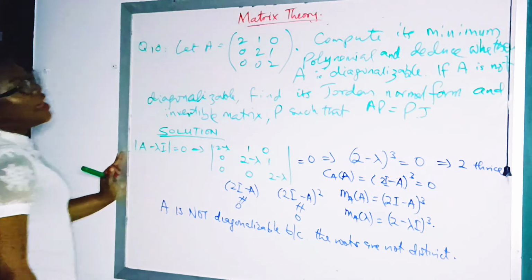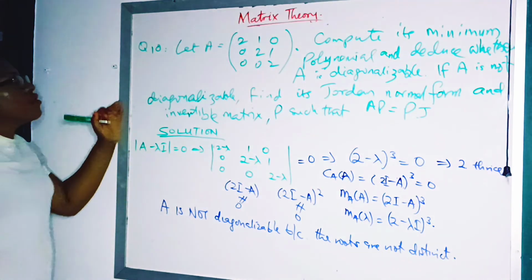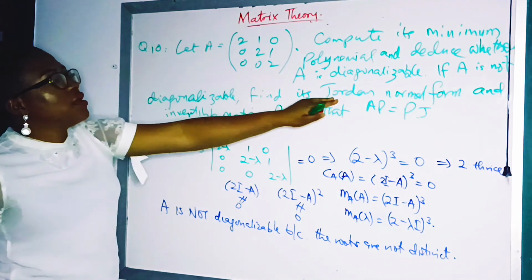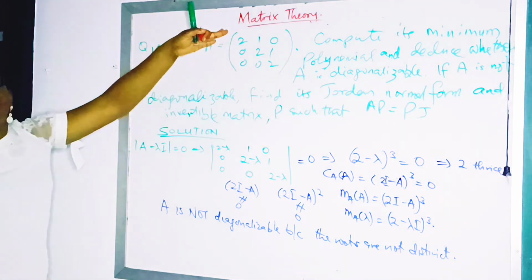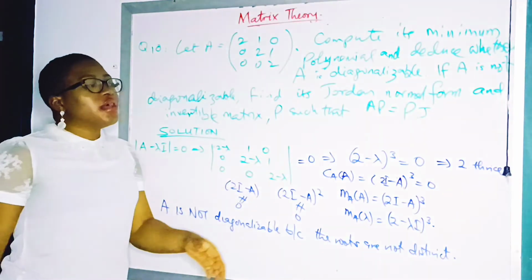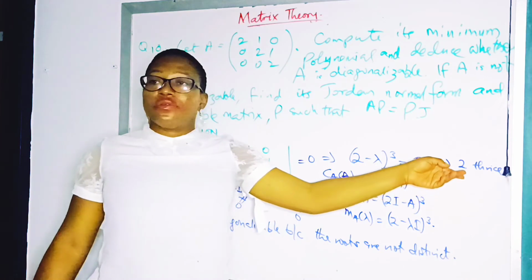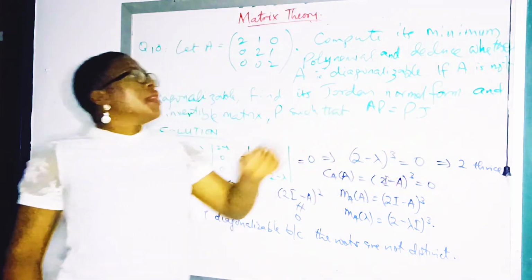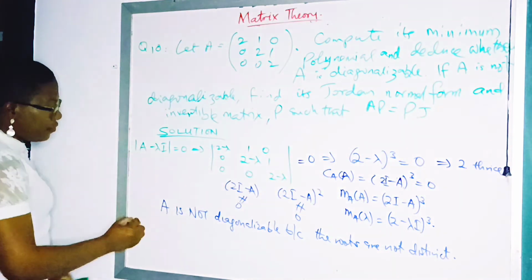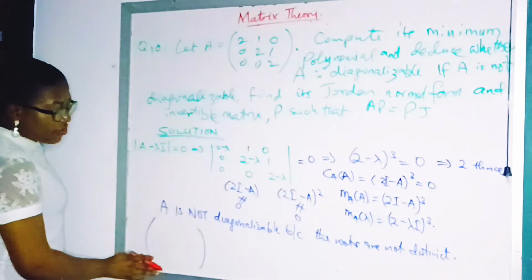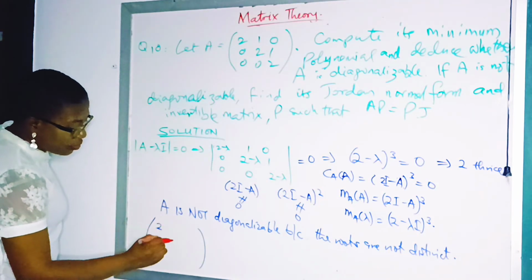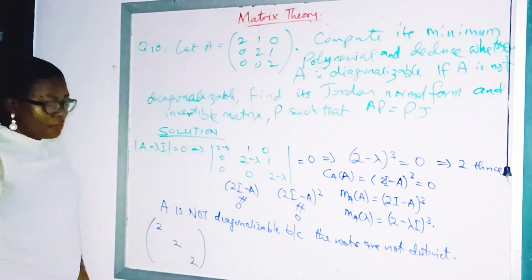Okay. Now finally, if A is not diagonalizable, we find the general normal form. Obviously, A is in the general normal form. General normal form says that I'll get all the eigenvalues, which is 2, 3 times. I'll put it on the principal diagonal. It's a 3 by 3 matrix, so I'll put it 2, 2, 2.